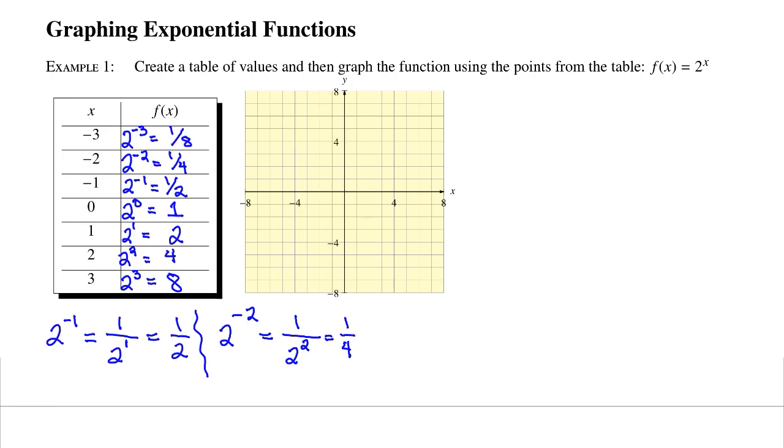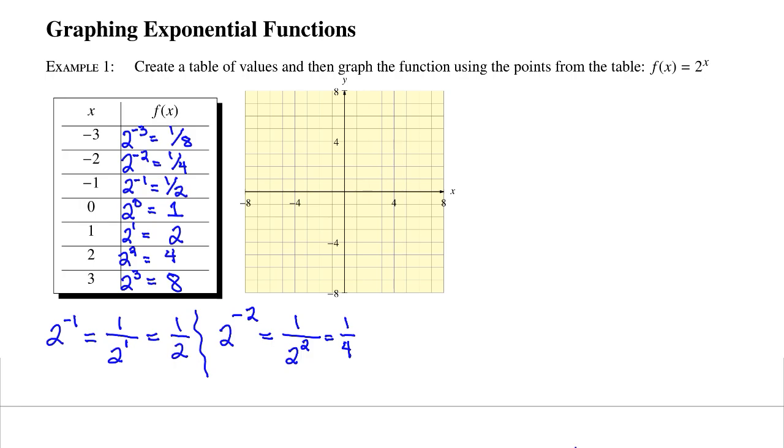So a couple of things to notice here. Notice that even if I use a negative exponent, 2 raised to that negative exponent is still a positive number. And in fact, there's no way to get a negative number by raising 2 to any power. There's also no way to get 0. So every time you raise 2 to a power, you get some positive number. Let's see what this looks like graphically.